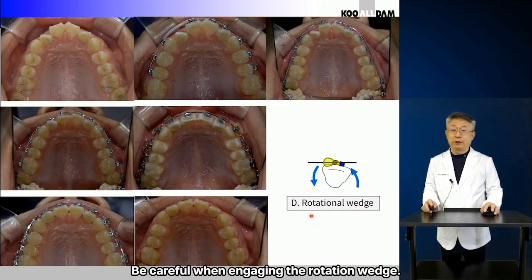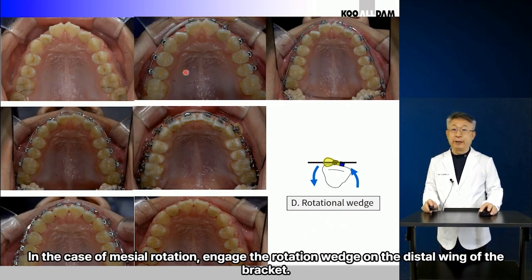Be careful when engaging the rotation wedge. In the case of mesial rotation, engage the rotation wedge on the distal wing of the bracket.